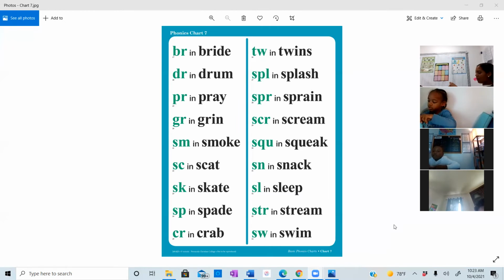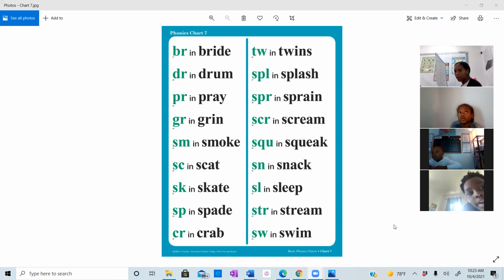SN says and snack. SL says slow, and sleep. STR says stir, and stream. SW says swah, and swim. Awesome. So that is phonics chart 7.